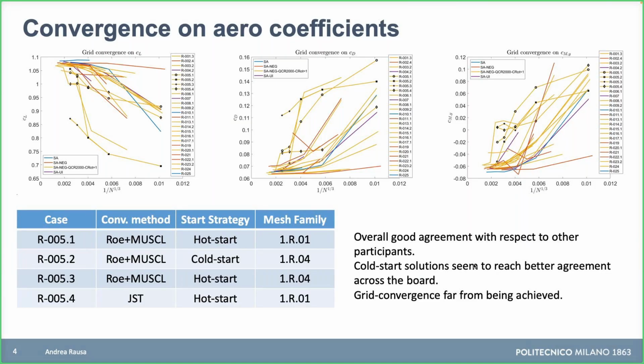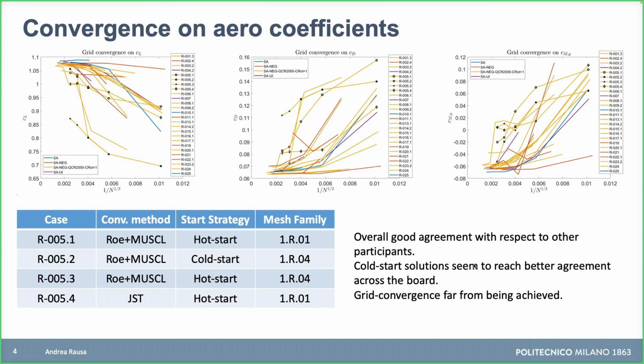I tried the Roe plus MUSCL reconstruction, a hot start strategy within different meshes. So as we increase the size of the mesh, I restart from the previous one. And then the mesh family, so there is more than one. These are the Pointwise mesh family. Then I tried also this one with the JST. So the first and the fourth use the same meshes, and instead of Roe plus MUSCL, I use the JST convective scheme. Whereas I tried also with the ISM meshes.